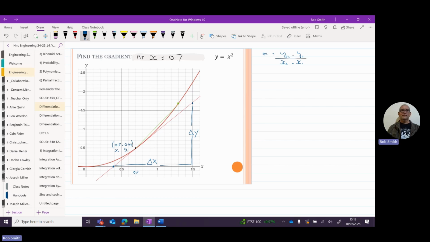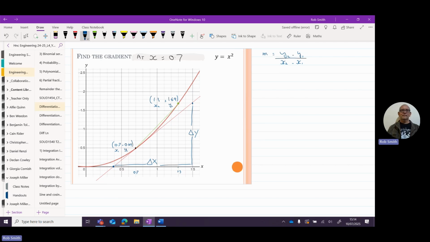So again, if I apply this same approach, I know this is going to be 1.3. So at this point here, x is going to be 1.3, and y is going to be 1.3 squared, which is going to be 1.69. And I'm going to call this x2, y2. So I've got some numbers on there.